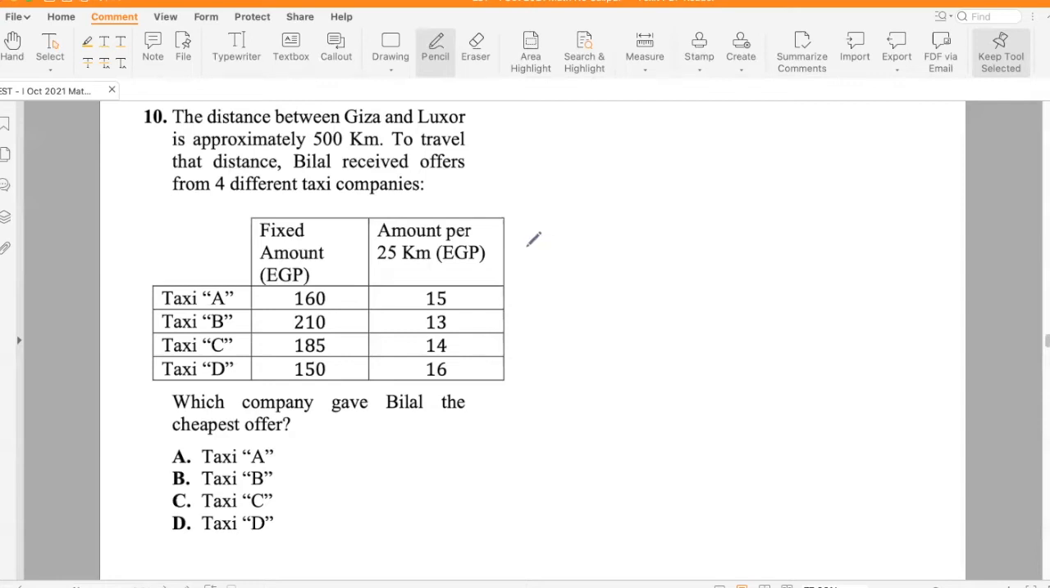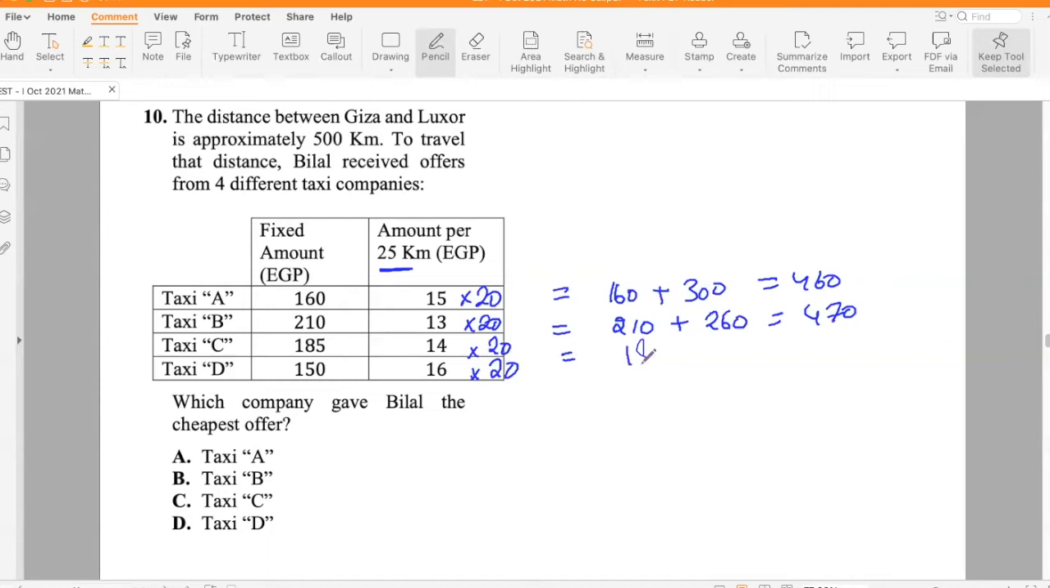Okay, so for 500 kilometers, we will have to multiply each of these by 20, right? Because 25 into 20 is 500. So this into 20, this into 20, and this, right? So total amount for taxi A would be 160 plus 300, which is 460. Taxi B 210 plus 260, which is 470. For taxi C, it is 185 plus 280, which is 465. And taxi D is 150 plus 320, which is 470, right? So the cheapest offer is taxi A, option A.